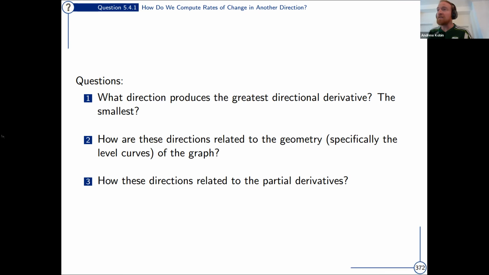We will see that these are related to geometry. So I want you to start thinking about how these directions of maximal and minimal rate of change are related to the geometry of the graph. And specifically, if you can visualize things using the plot of level curves, how do those vectors relate to the level curves? And finally, how do these directions relate to the partial derivatives that we've already studied?